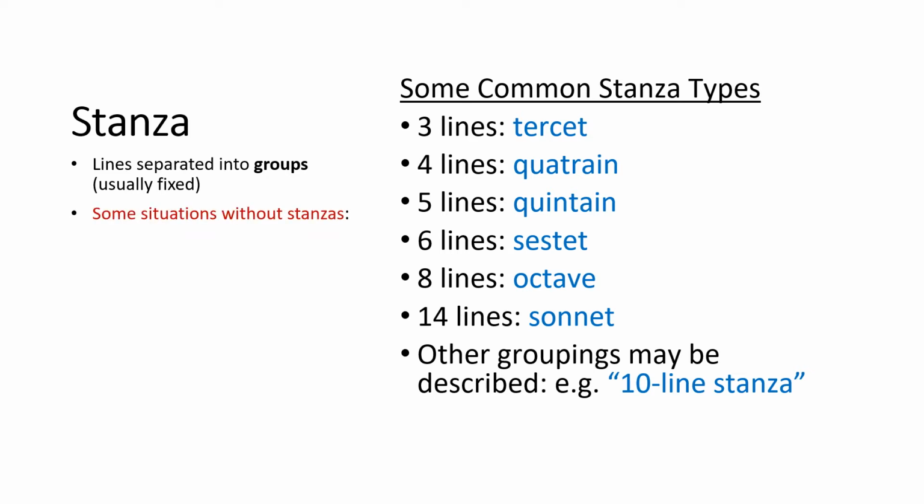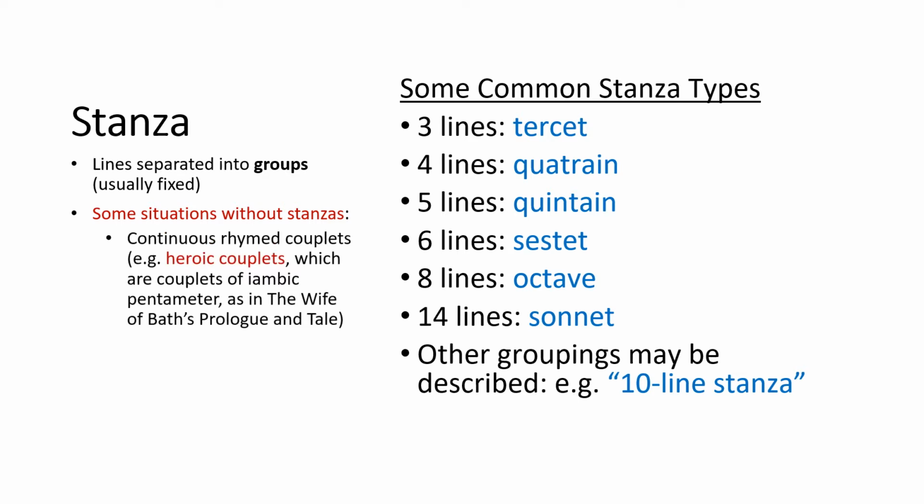There are some situations without stanzas. Continuous rhymed couplets. We call these heroic couplets. Some of Chaucer's poetry would be in heroic couplets. This is the AABBCC pattern. Wife of Bath's prologue and tale are rhymed couplets. We'll have that reading. We've had that reading already.